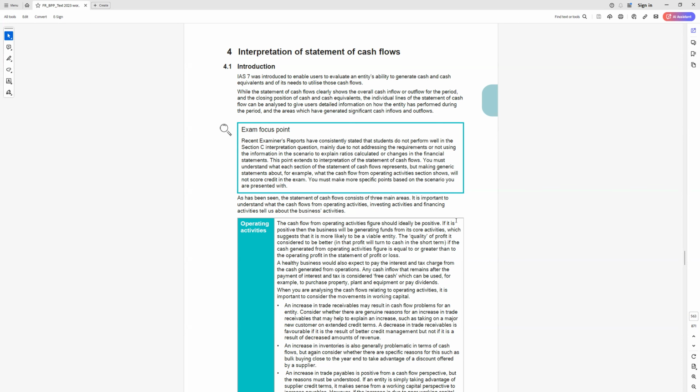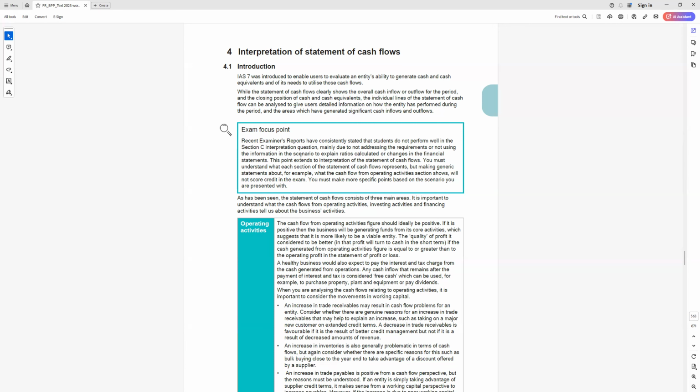Now, the first thing we are looking at is the exam focus point. Anytime you're looking at this box in the book, make sure you read it, because that is the area the examiner likes to focus on for the student. Here it says, recent examiner reports have consistently stated that students do not perform well in the section C interpretation question. That means most students do not perform well in interpretation. They know how to calculate the cash flow, they know how to prepare the cash flow statement, but they don't know how to explain it.